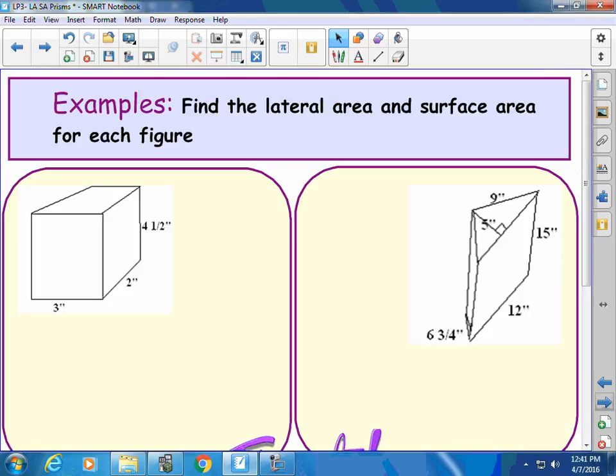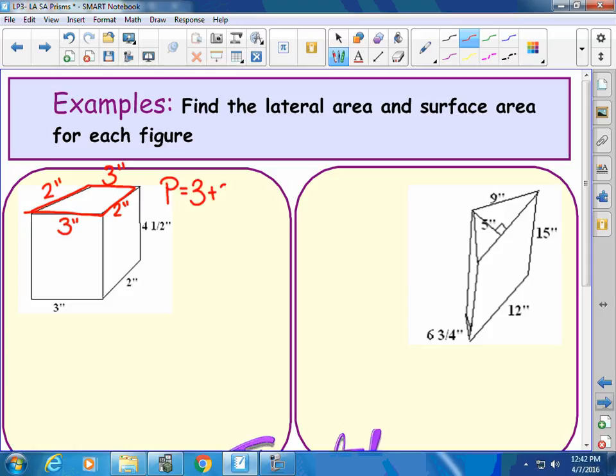So what we're going to do, I think the easiest thing is to start by finding all the things you need for your formulas. So for the first one, I'm going to look at the base. The base can be the top or the bottom, remember? So I've got 3 inches front, 2 inches on the side, and because it's a rectangle, or a rectangular prism, I know that the front and the back and the left and the right measure the same thing. So when I want to find the perimeter, I'm going to add 3 plus 2 plus 3 plus 2, all the sides of that base, and I get 10 inches. That symbol, remember, means inches.